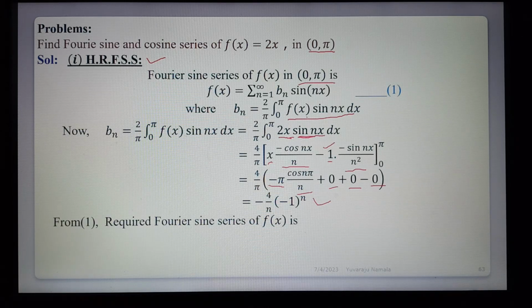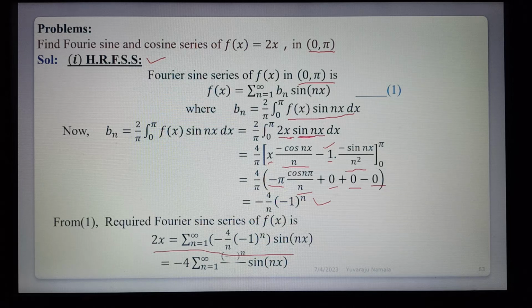Substituting in equation 1, that is the required half range Fourier sine series: 2x is equal to summation n is equal to 1 to infinity of minus 4 by n into minus 1 power n into sin nx. So that is the simplification.